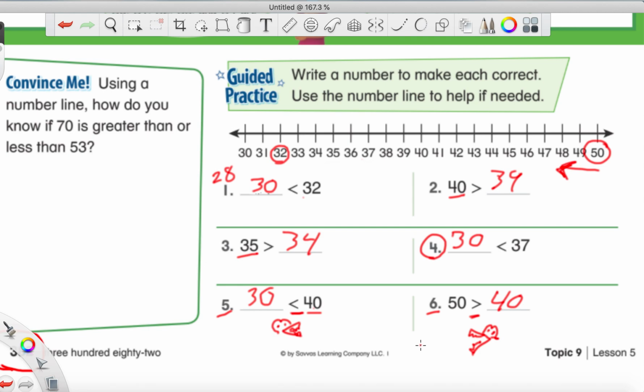Okay, so now is the time for our independent work. So if you're not in my classroom and you have a different teacher, stop the video, let your teacher know that you are all done with this part of the video, and ask what they would like for you to do next. Friends in my class, I'm going to show you exactly what to do next in the Google Classroom.